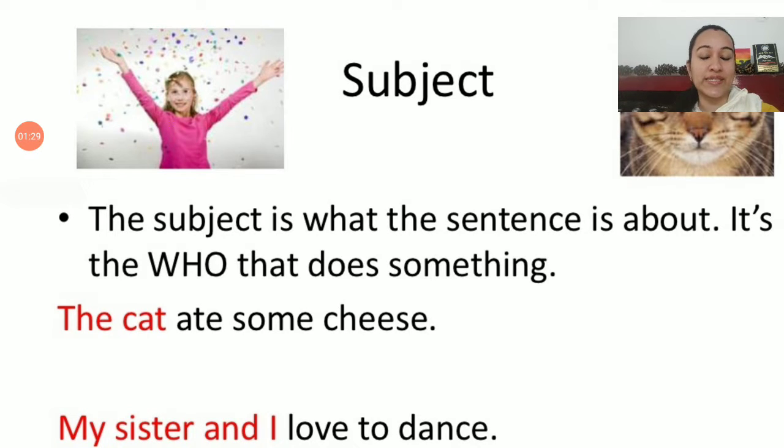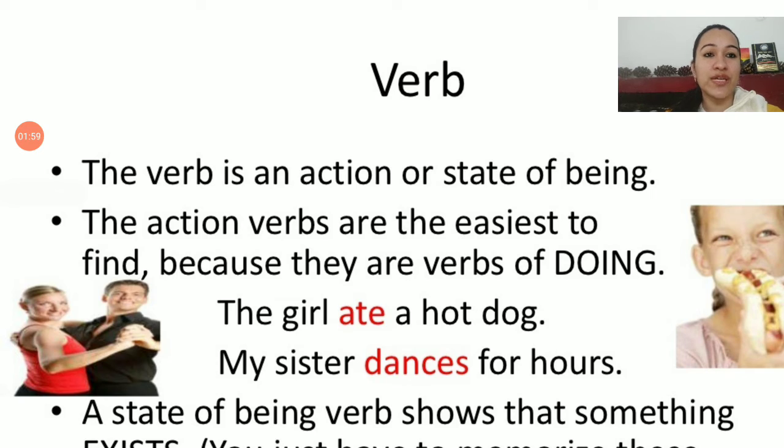Now take a look at this. The cat ate some cheese. Now what's the subject? The cat. My sister and I love to dance. What's the subject? My sister and I. So take a look at both the sentences. The first one has a singular subject. The second one has a plural subject because and joins sister and I, making it 2. Okay? So there are some rules that we will learn.